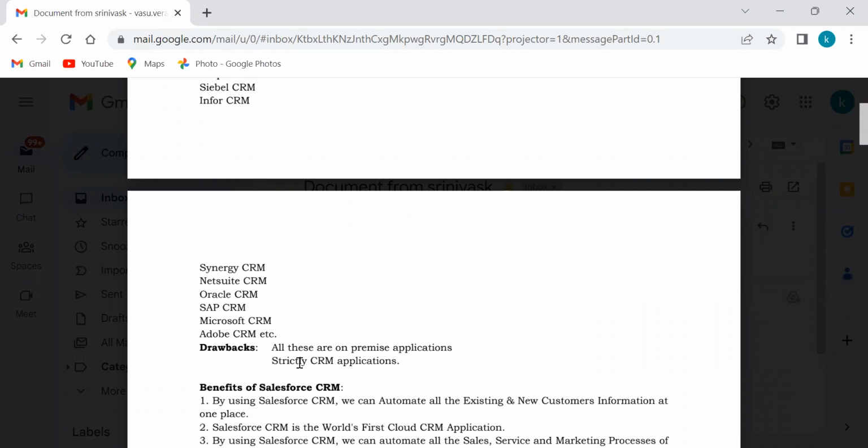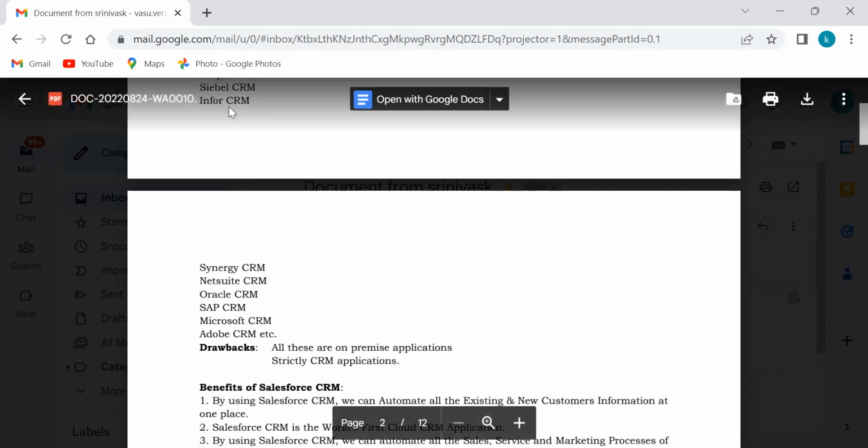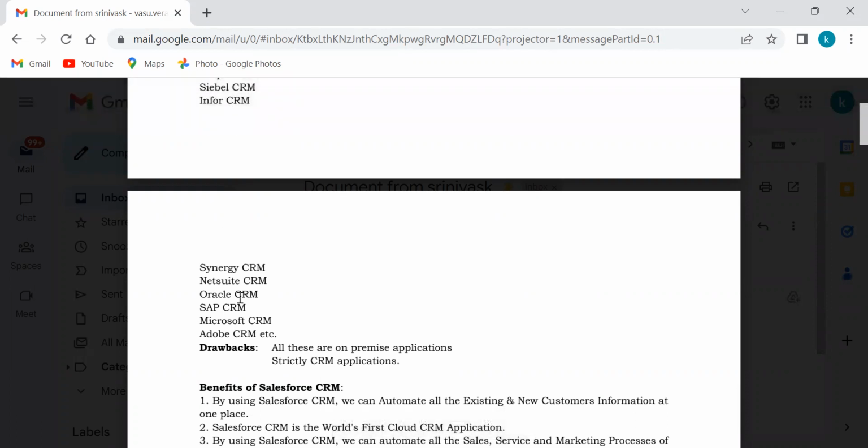Okay, these are the two drawbacks of all these existing CRM applications. But we know Salesforce is offering only cloud services. So therefore, our Salesforce CRM application is a cloud-based CRM application. So what do you mean by a cloud-based CRM application? Cloud-based means just by using a browser and internet, we can have access to our Salesforce CRM.